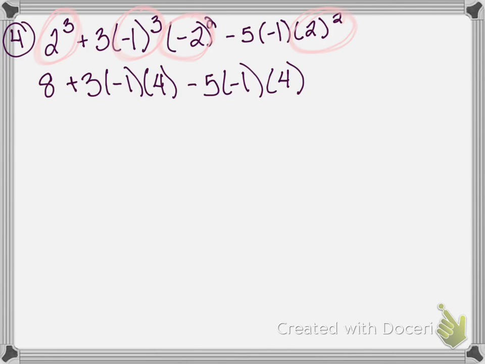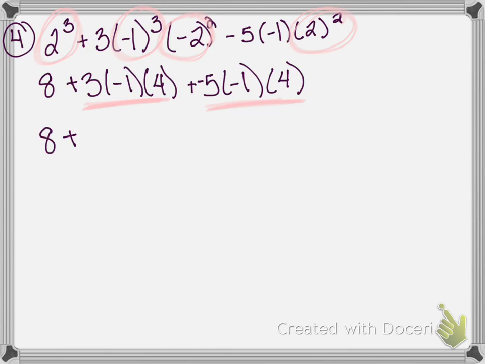Now, I'm going to deal with this, which is my multiplication and division step. If at this point you want to deal with it that way, you're in good shape. If you want to change the -5 to plus a negative, now it's safe to do that at this point. So I'm going to keep my 8 because that's addition.